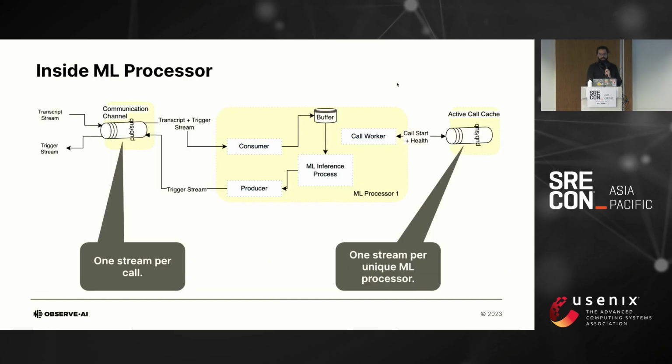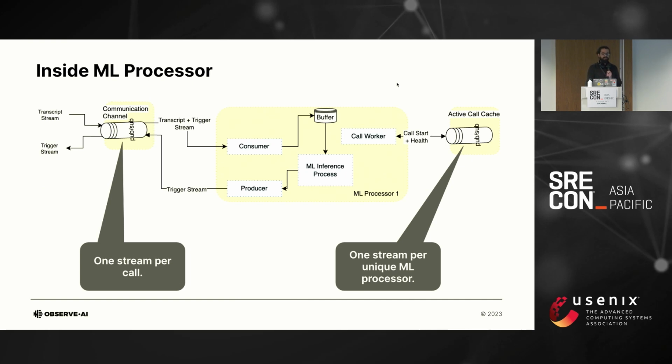Right. Quickly going a bit deeper inside the ML processor. The ML processor itself is split into a consumer, a producer, and a call worker. The call worker is the one where the intelligence of when to pick a call so that the KPI is handled, that logic is stored. It is also supposed to send out health alerts on a regular basis. The consumer and producer are just supposed to consume messages on which intelligence is to be run, and then the producer gives out the output of the ML model in terms of intelligence.